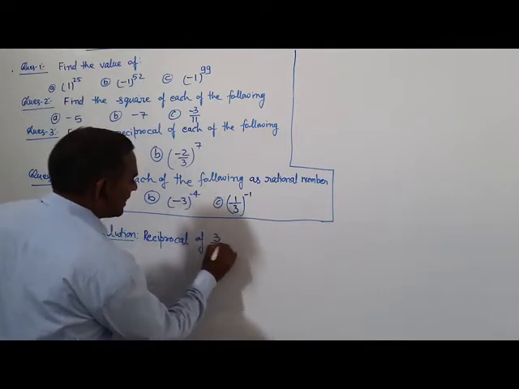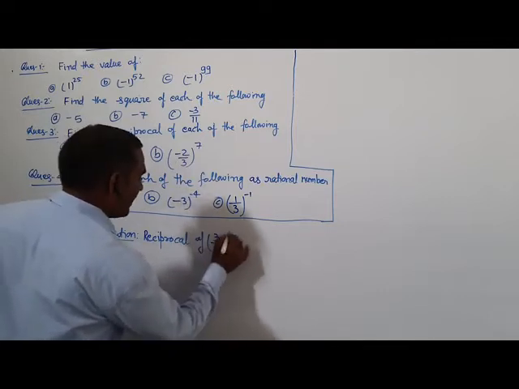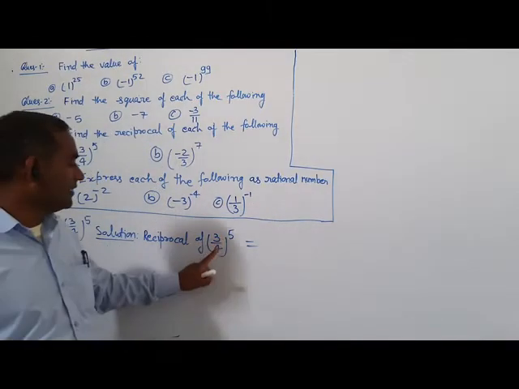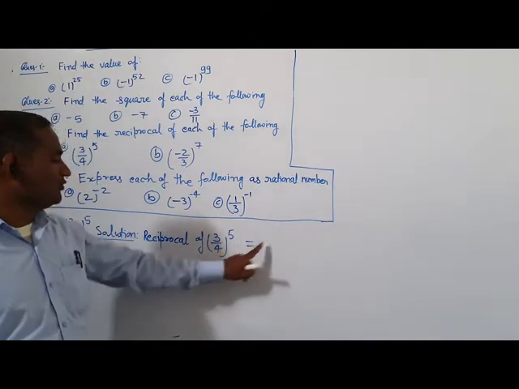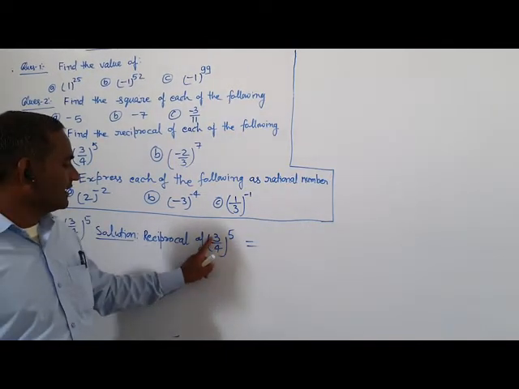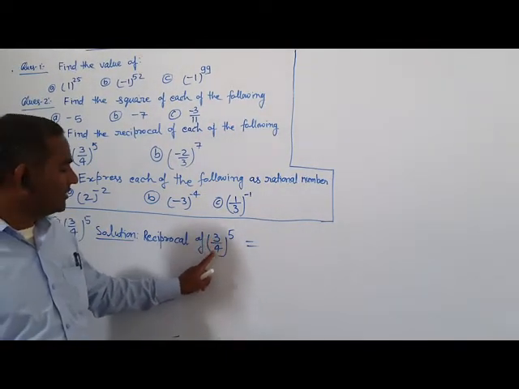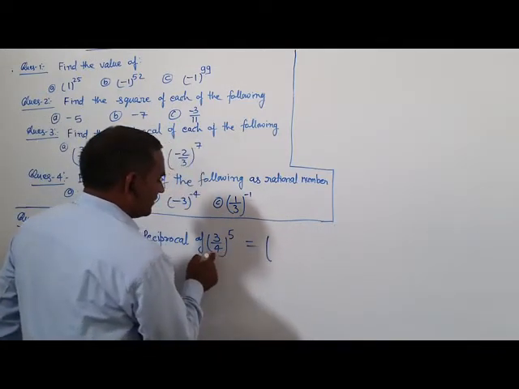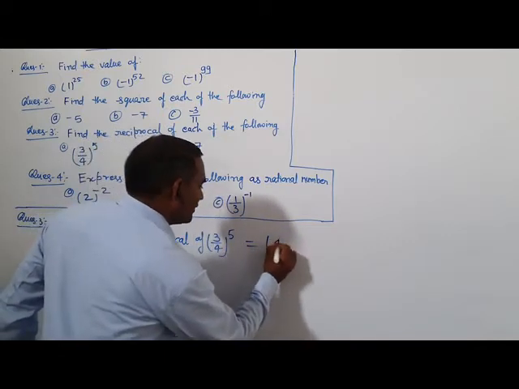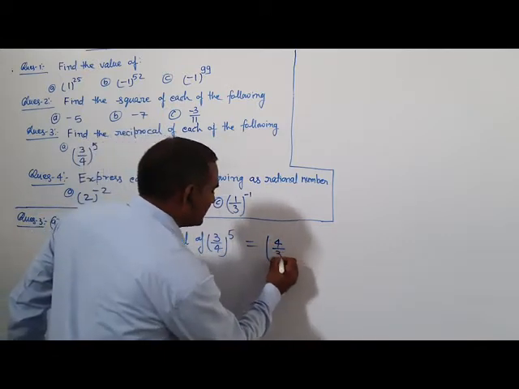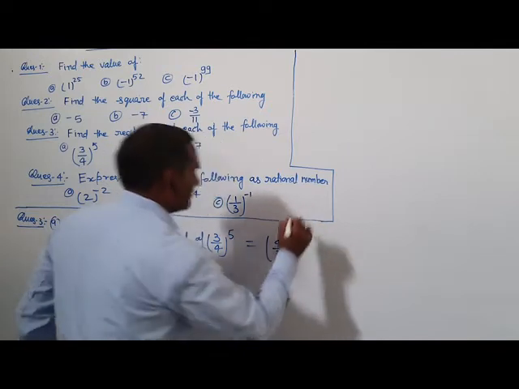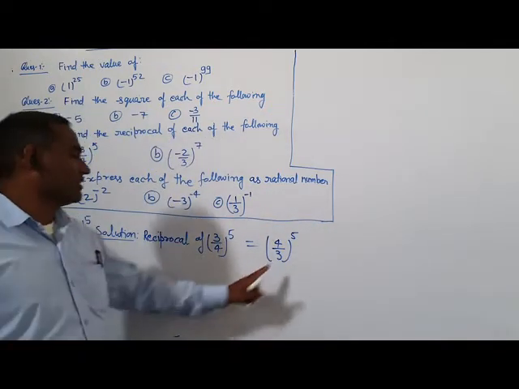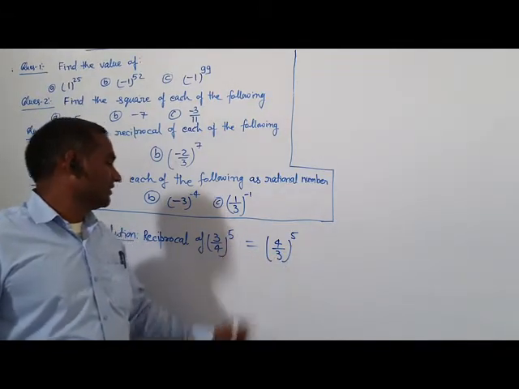of 3 by 4 raised to power 5 is equal to, here numerator is 3 and denominator is 4. So you have to change numerator into denominator, denominator into numerator. So we have to write numerator here, numerator will be 4, denominator will be 3, power will be 5. This is the reciprocal of 3 by 4 raised to power 5.